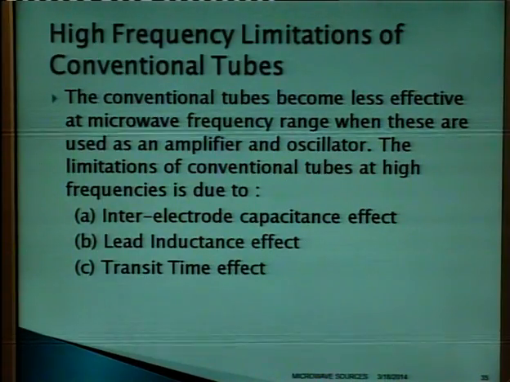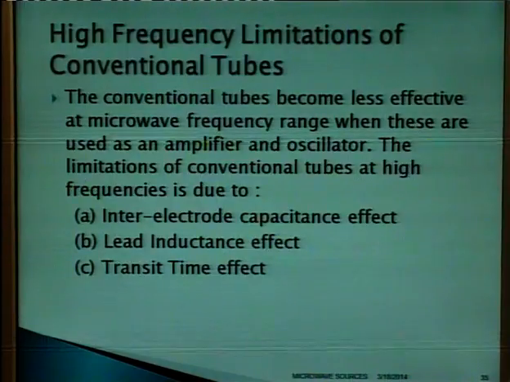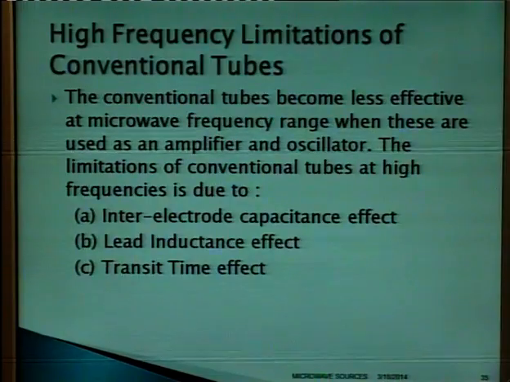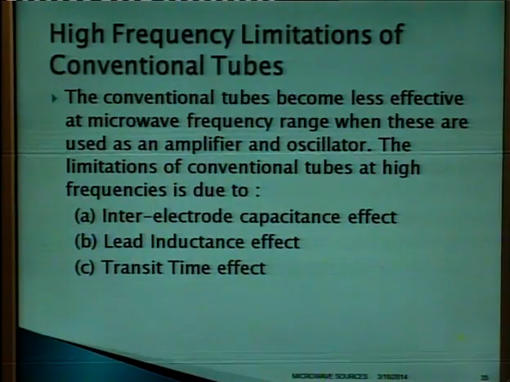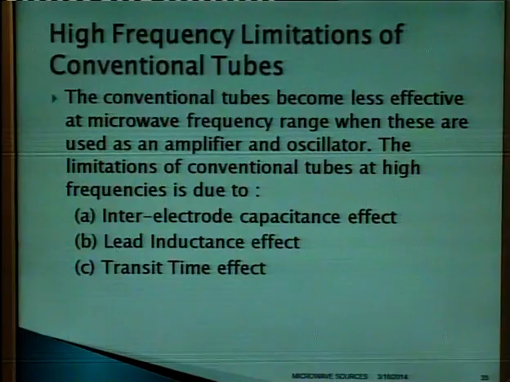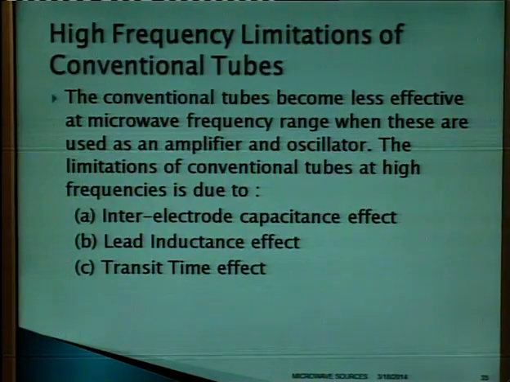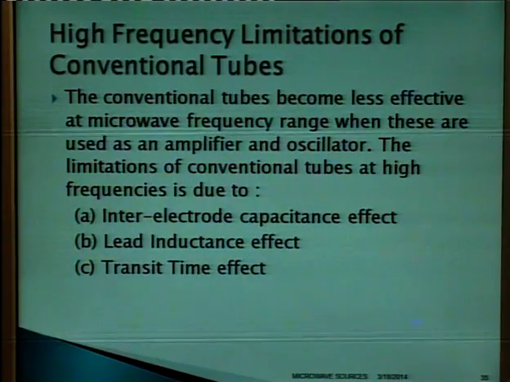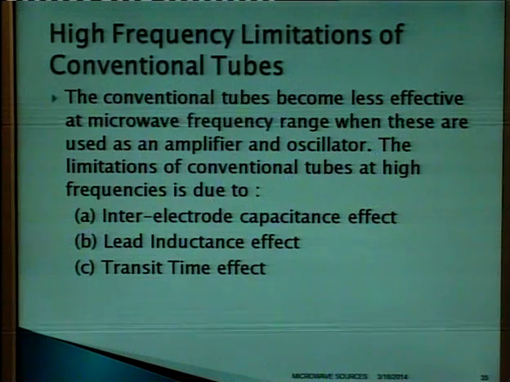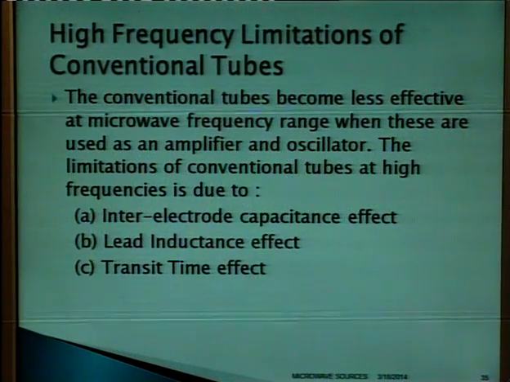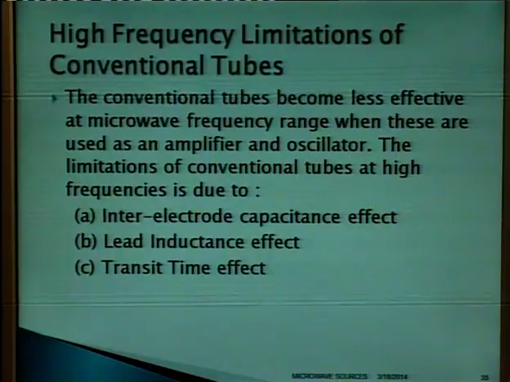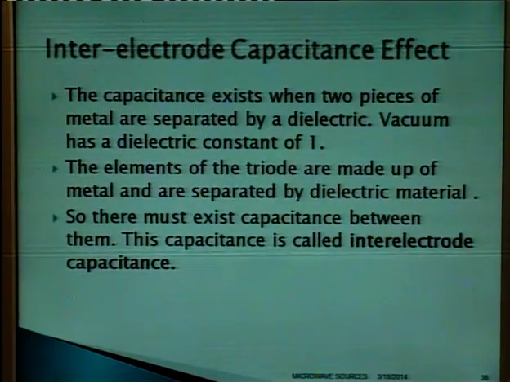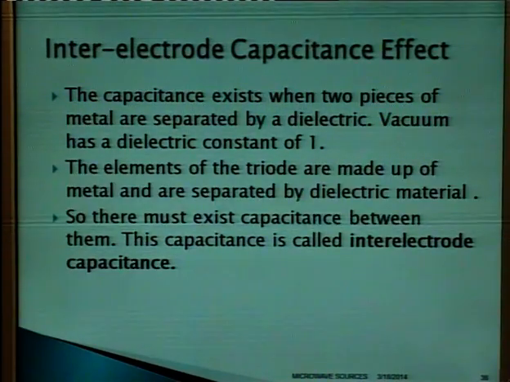The limitations of these conventional tubes at higher frequencies are due to, first, the inter-electrode capacitance effect. The second limitation is the lead inductance effect, and the third is the transit time effect. So, these are the three limitations of the conventional tubes when they are operating at high frequency. First is the inter-electrode capacitance effect.